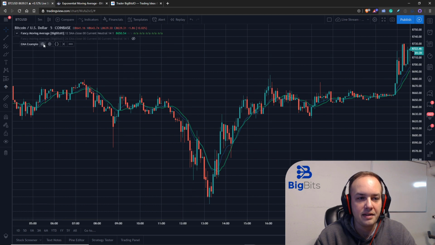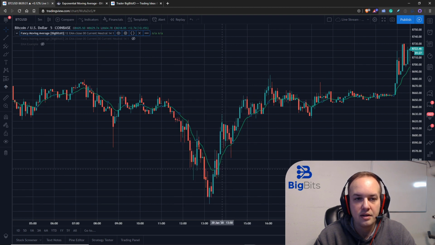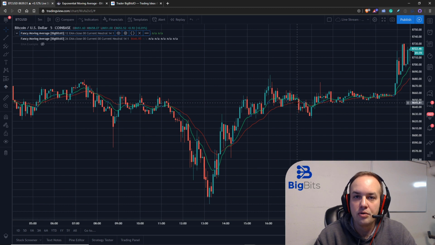Now I'm going to hide this. I'm going to show you a couple of different EMAs. We have the 12 period SMA. We're going to use a 12 period EMA on the green line, and then we're also going to show you the 26 period EMA. These are pretty common exponential moving averages to use, and we'll go over a little bit of that in just a moment.